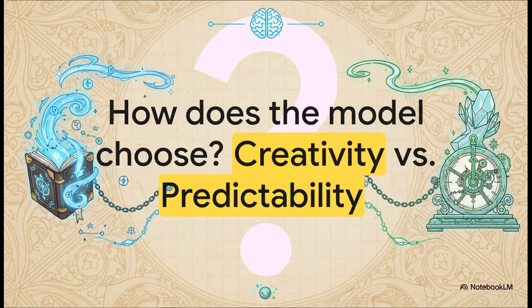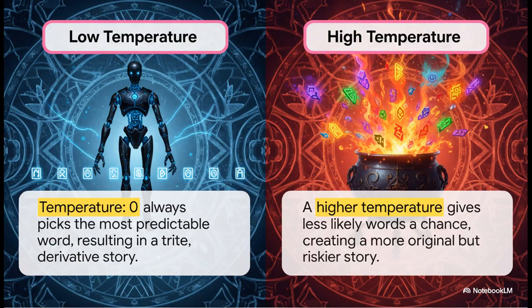Okay, but hold on. If it's just picking the most probable word every single time, wouldn't it be, well, really boring and predictable? How do you get creativity out of that? How does it balance just being a boring prediction machine with being something surprising and original? Well, the answer lies in a setting you can tweak called temperature. And you can really just think of it as a creativity knob.